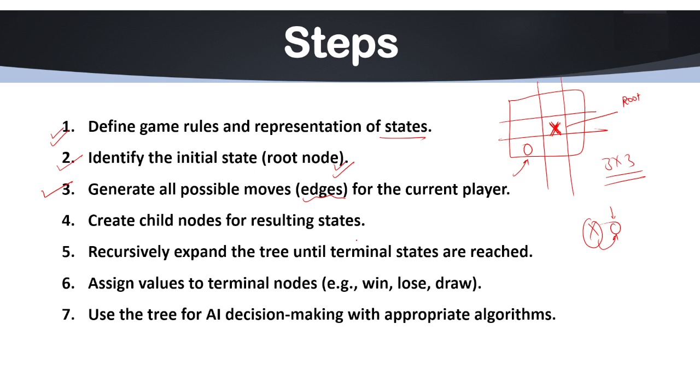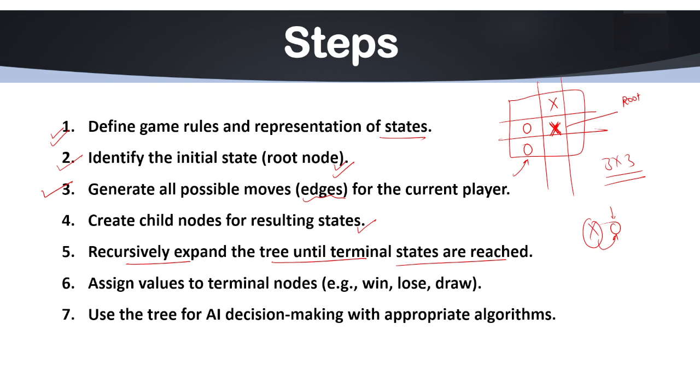Now we can also create child nodes for resulting states. We have so many child nodes. Let's take an example. I am placing this element here. So this is another child node. I am placing this element here. This is another child node, right? So we have different levels and different child nodes here. Another is recursively expand the tree until terminal states are reached.